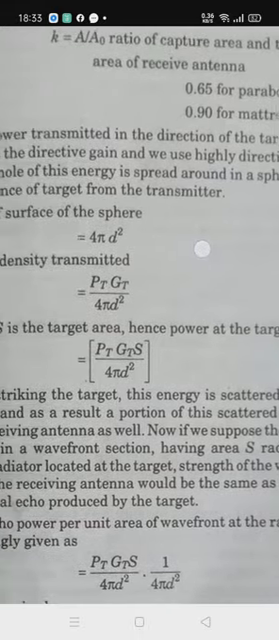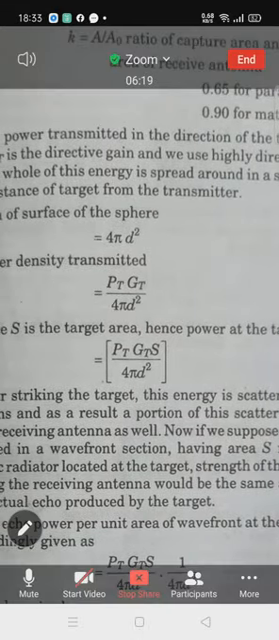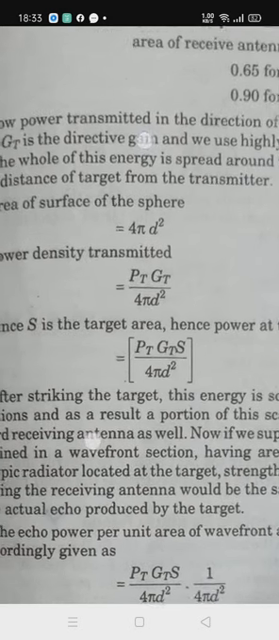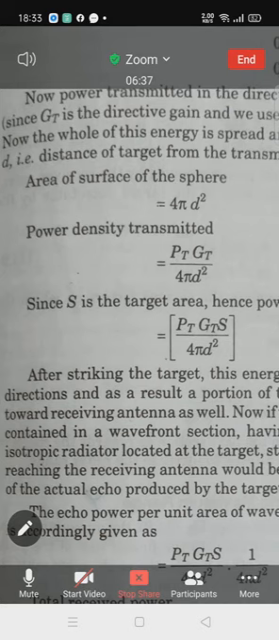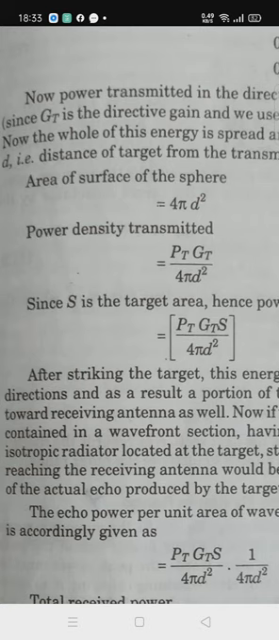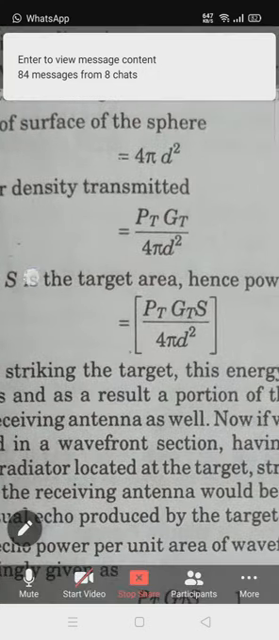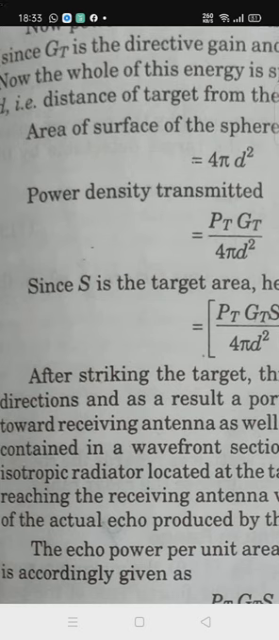Now the total energy is spread around in a sphere. Whatever waves we are sending into space, the whole of this energy is spread around in a sphere of radius d, that is, the distance of the target from the transmitter. So the area of the surface of the sphere is equal to 4 pi d square. From that we can find the power density transmitted, which will be Pt into Gt divided by 4 pi d square. This is the power density transmitted.